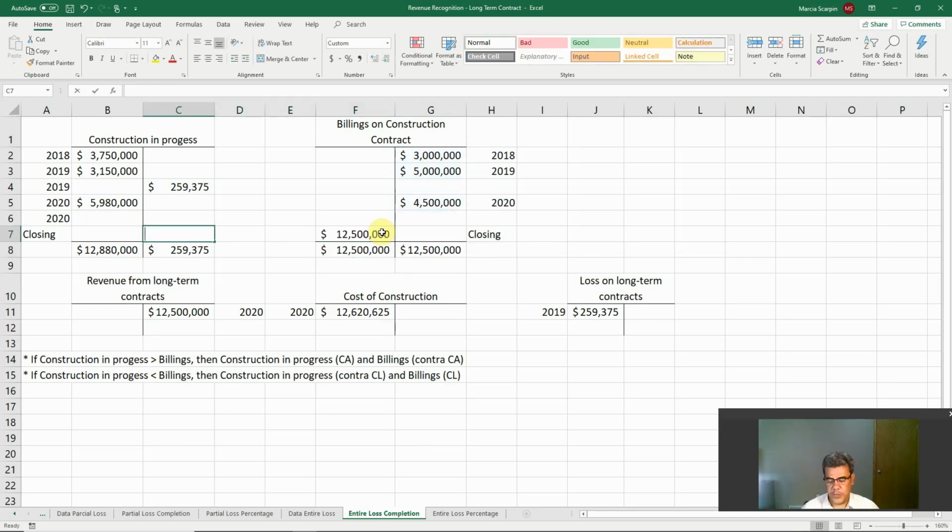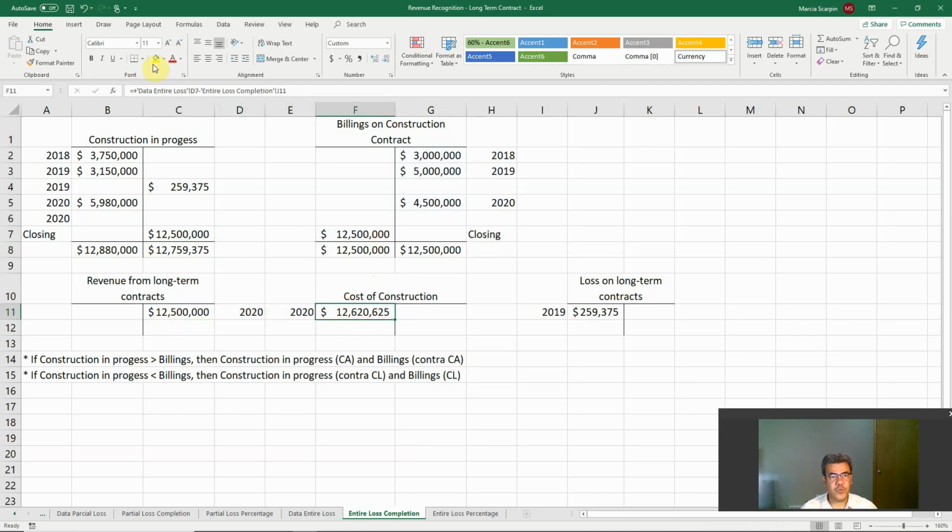12.5, and then we need a credit of 12.5 here. However, we have a problem. It is not balanced. We need a credit here. What is our problem? This journal entry here, this is the problem.